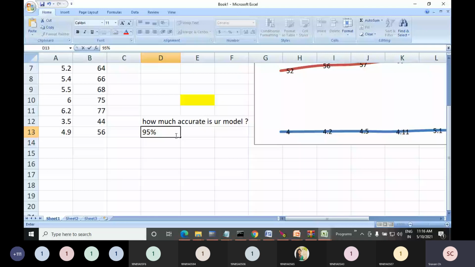So if height is 6.11, weight should be 87. Then you will ask, sir, how accurate is your model? Then I should tell 95%, 96%, 97%, like that. But how do I calculate this performance measure? How do I calculate this performance measure? This is important, friends.